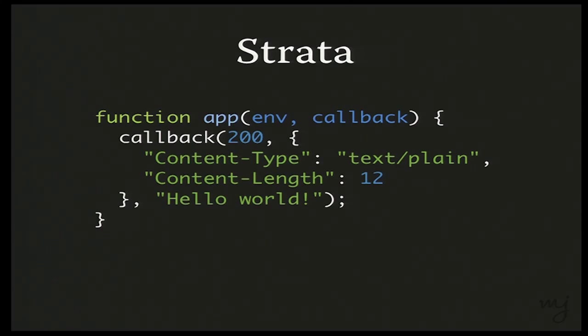So Strata is very similar. The very simplest Strata app looks just like the other ones. You've got two parameters that come into a Strata app. You've got the environment, which is an object that contains various information about the server environment. We'll get to that a bit later. And then you've got this callback.